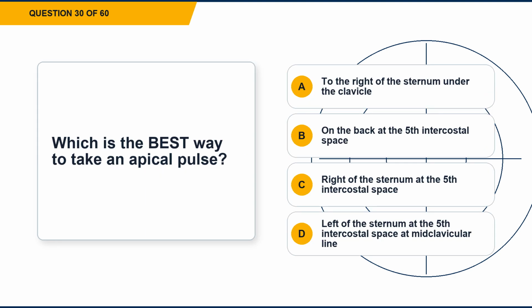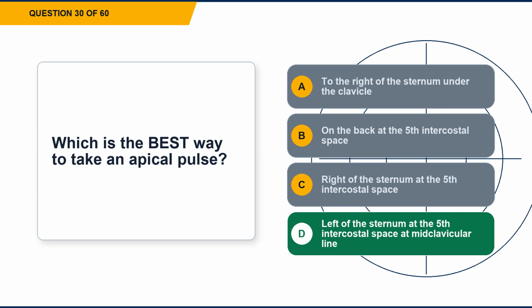Question 30. Which is the best way to take an apical pulse? Option A, to the right of the sternum under the clavicle. Option B, on the back at the fifth intercostal space. Option C, right of the sternum at the fifth intercostal space. Option D, left of the sternum at the fifth intercostal space at mid-clavicular line.